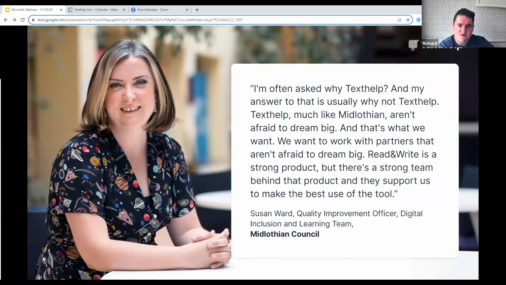The next customer to introduce is Susan Ward, who's the Quality Improvement Officer for Digital Inclusion and Learning team at Midlothian Council. And Susan was asked in a case study, you know, she often gets asked why TextHelp, and her answer is why not TextHelp, because of TextHelp's ability to dream big. And I think from what Susan's saying here, we are wanting to work with partners that aren't afraid to dream big. A strong product, as Read and Write is, but a strong team behind that product.